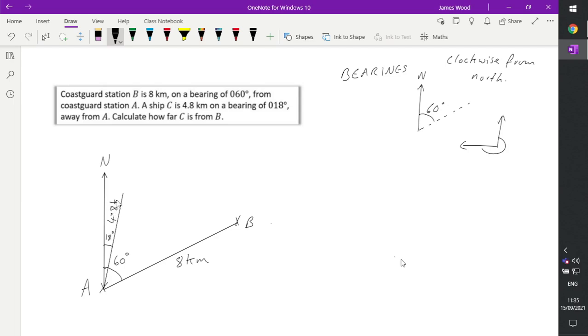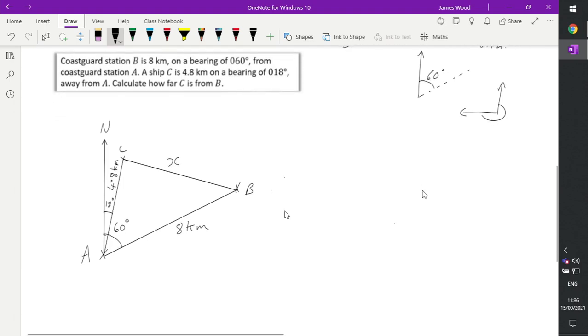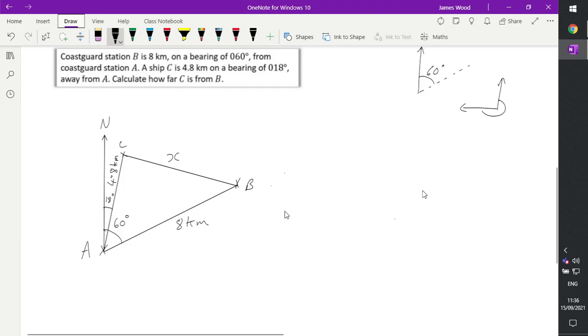And that's where the ship C is located. And let's just join this up to form a triangle. And the question asks, how far is C from B? So we've basically got to find this length here. Okay, so it's not a bad diagram. I think I'm going to redraw it though, just to make it a bit clearer, so I don't have that north line in the way.